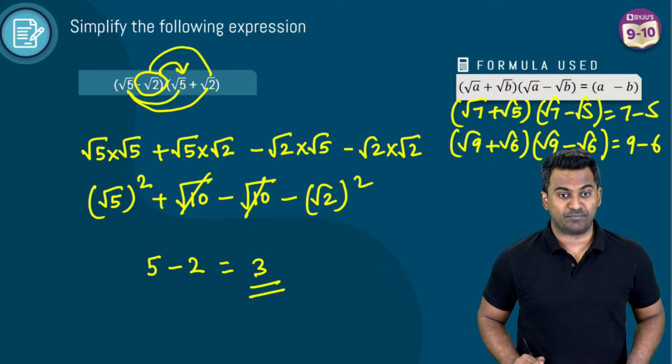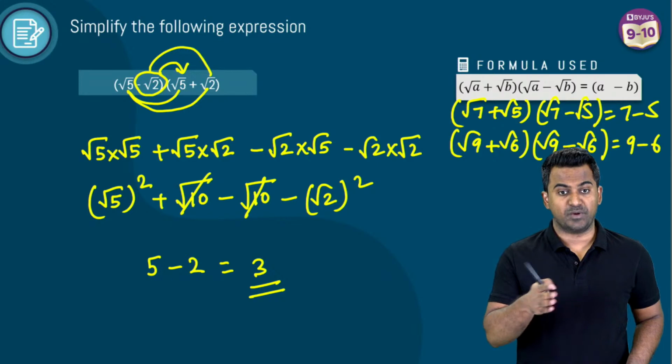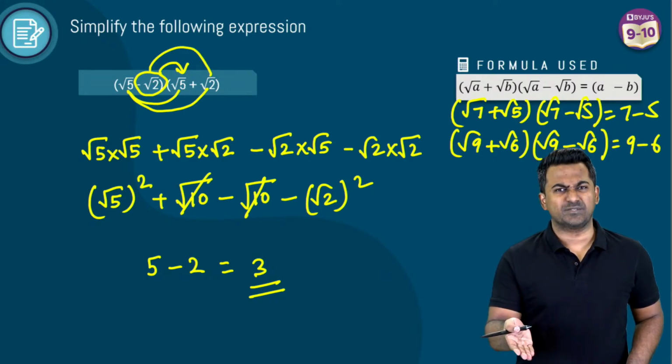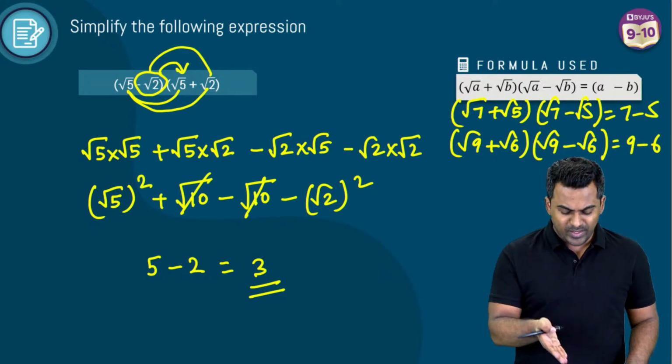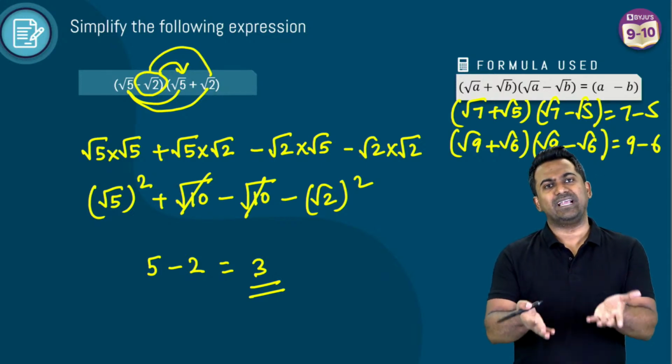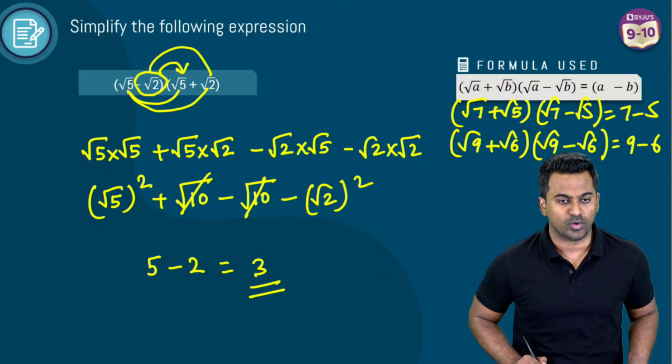Yes, you have pointed out right. This is in the form of a plus b multiplied with a minus b, which is a square minus b square. It's just that in the place of a and b, we're dealing with square root of a and square root of b. But the idea remains the same.